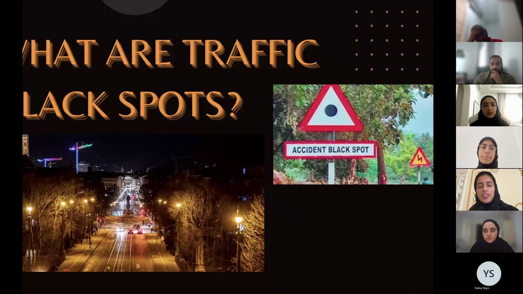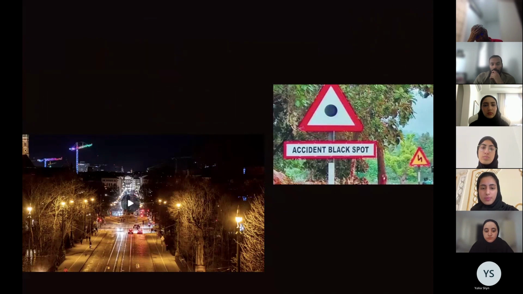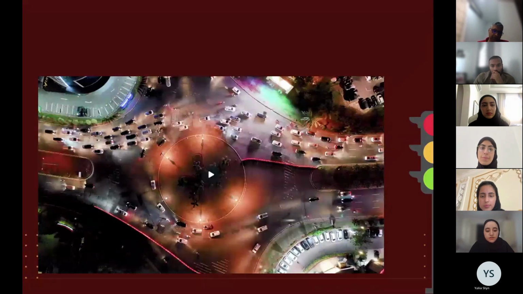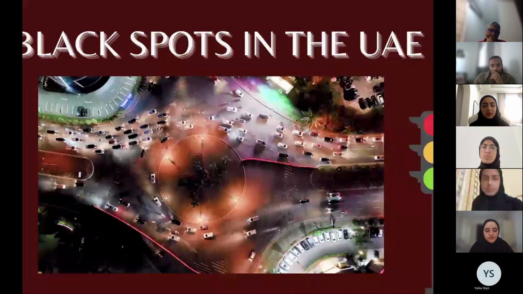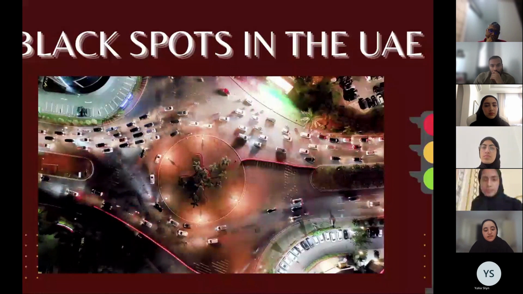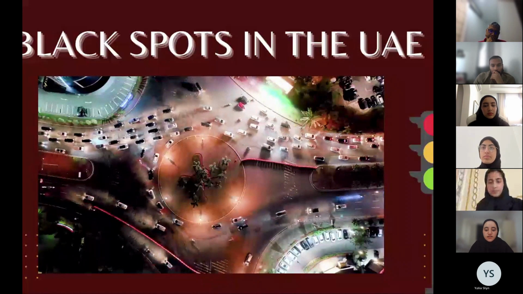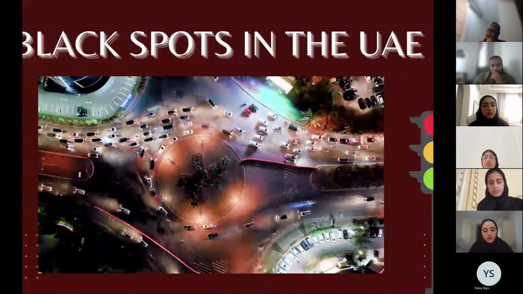We have examples such as Bay Road in downtown, and in Abu Dhabi we have Karm Road. Black spots are mostly caused by unexpected sudden turns, hills, twisted roads, and lacking or unclear warning signs.